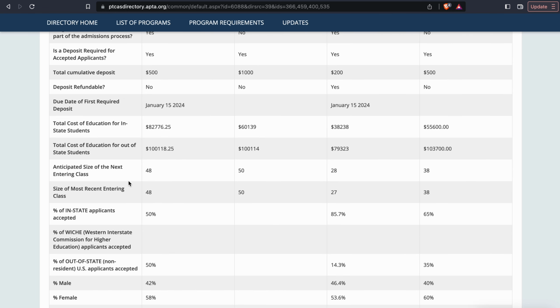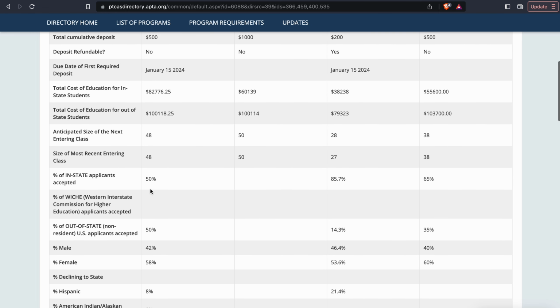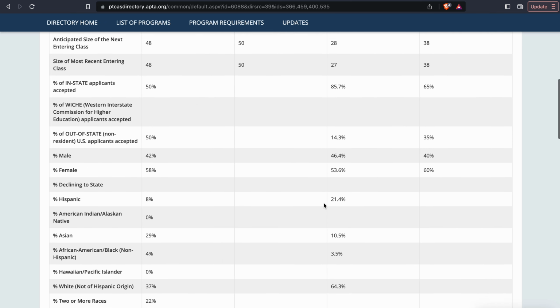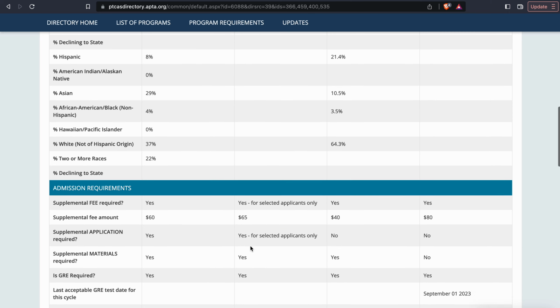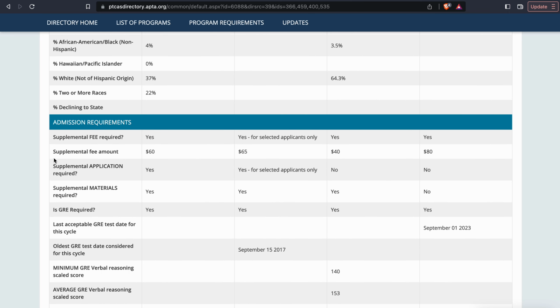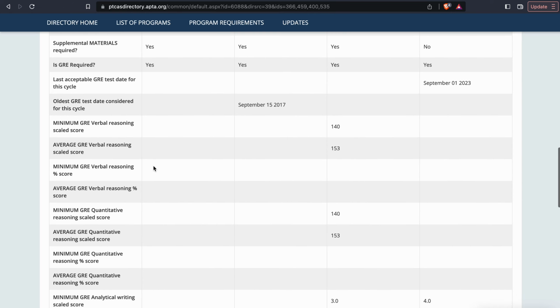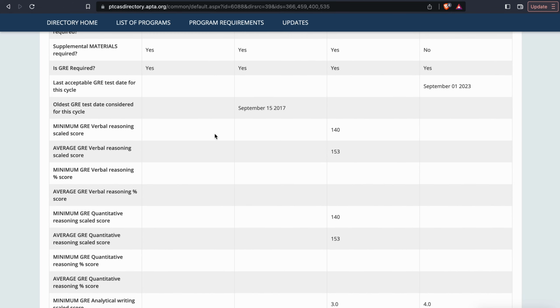You can also look at class size. You can look at percent of in versus out-of-state accepted residents. That gives you good information as well that can help you decide. Some programs are going to give you more information than others, right? And you can go down through and look at all these other different kinds of demographics. If there's a supplemental fee, you can look at that. And then there's information about the GRE.